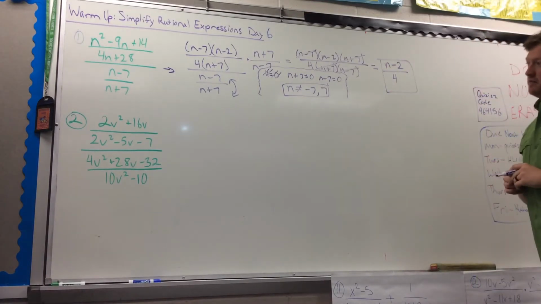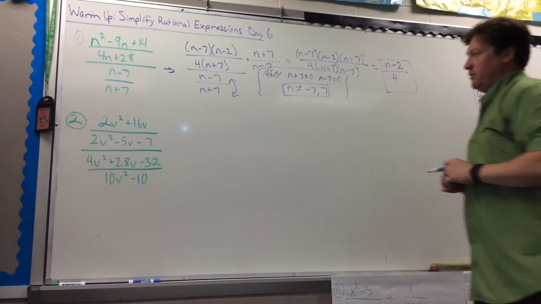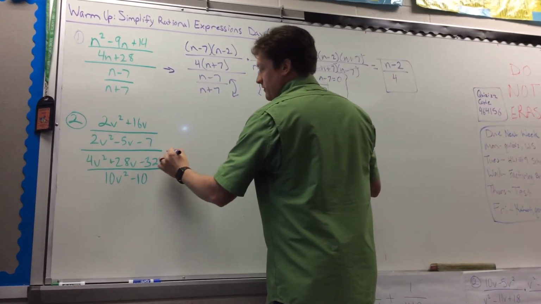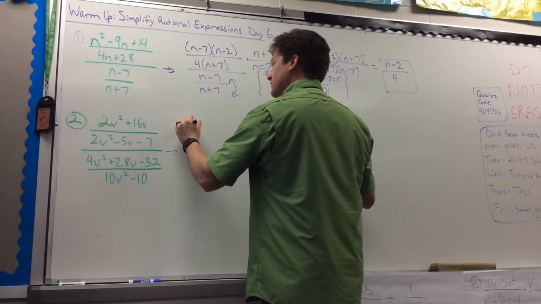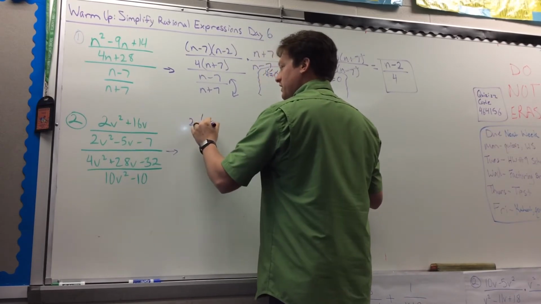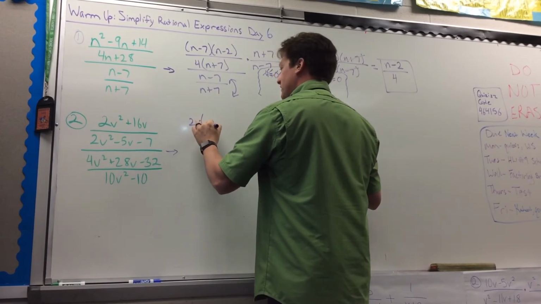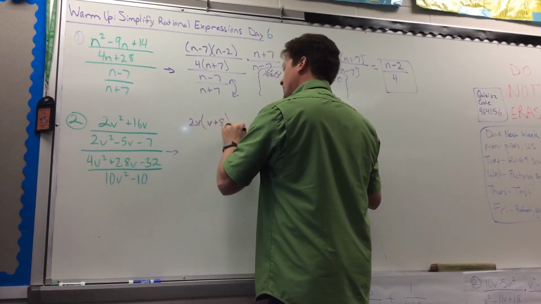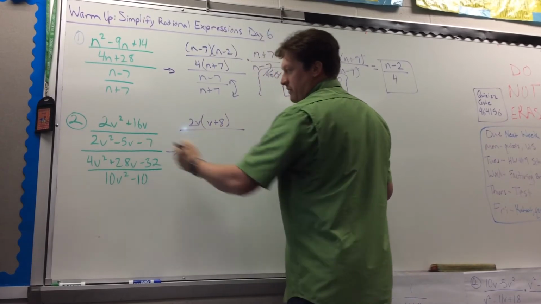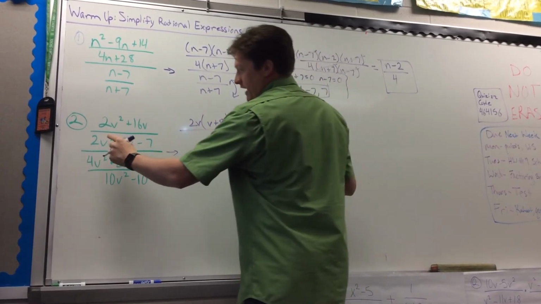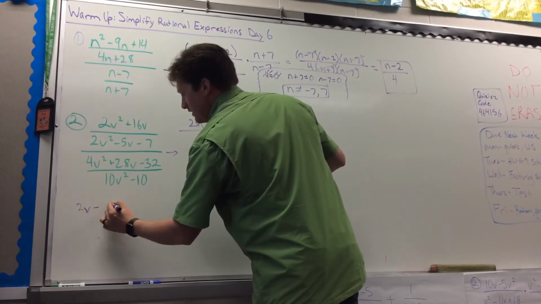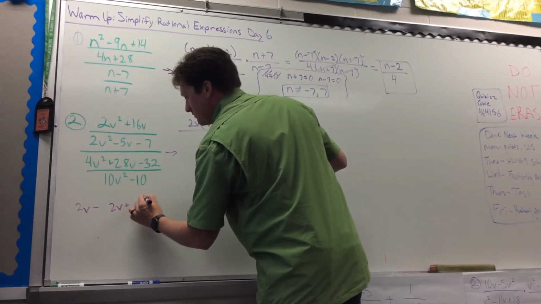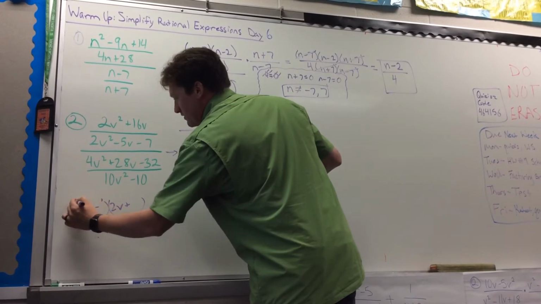The next question, you've got to make sure you factor all the way out, no matter what. So here, the top part, I'm going to take out a 2v, and that's going to leave me with v plus 8. Underneath that, I have to find my factors. So I'm going to do the factoring for this down here. I've got 2v minus, 2v plus. So I need to find my factors.